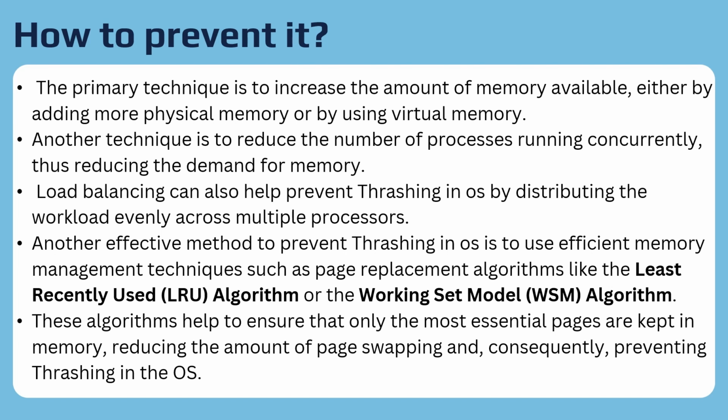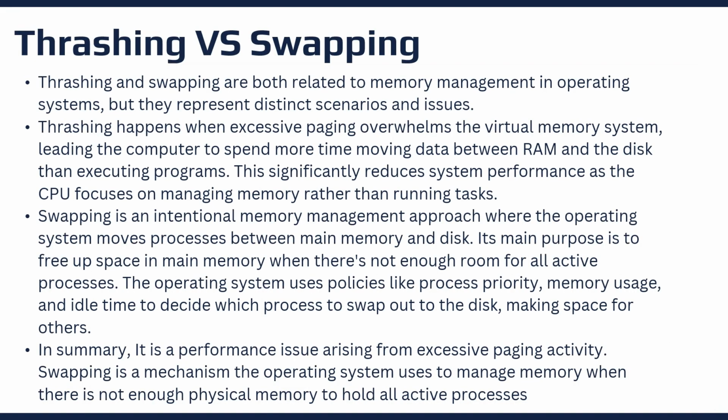These algorithms help to ensure that only the most essential pages are kept in memory, reducing the amount of page swapping and consequently preventing thrashing in the OS. Here is another interesting comparison between thrashing and swapping. Thrashing and swapping are both related to memory management in the operating system, but they represent distinct scenarios and issues.